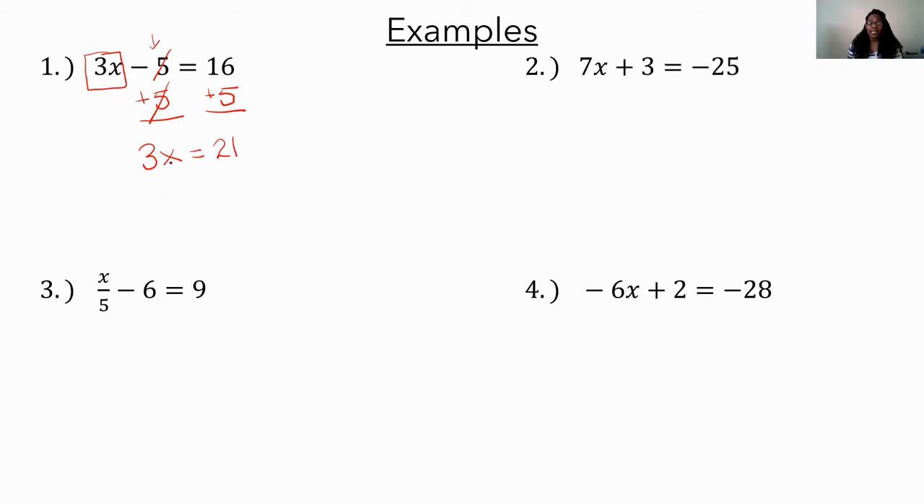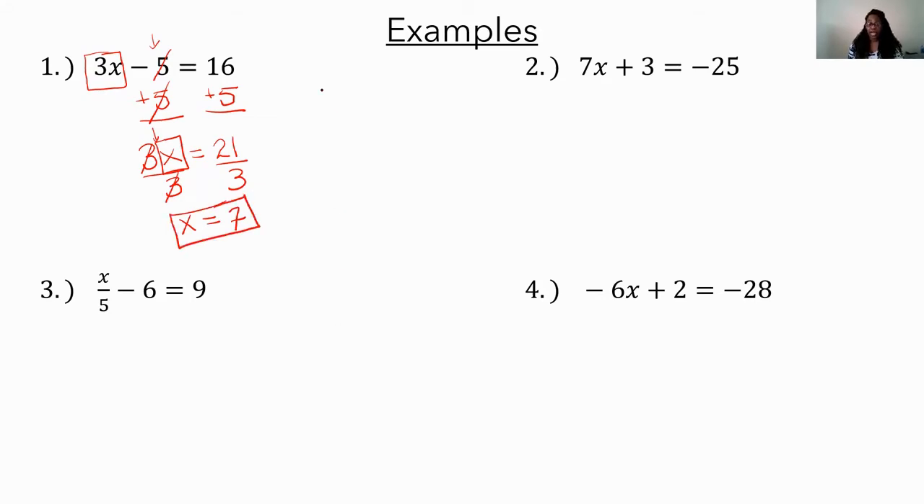So we want to isolate our x. Basically, x is going to stay right where it is, but the 3 has to go. I notice between 3 and x there isn't a plus or a minus sign, so that means it's multiplication. And the inverse of multiplication is division. So 3 divided by 3 gives me 1, or in this case, x. And then 21 divided by 3 gives me 7. So my solution for number 1 is going to be 7.